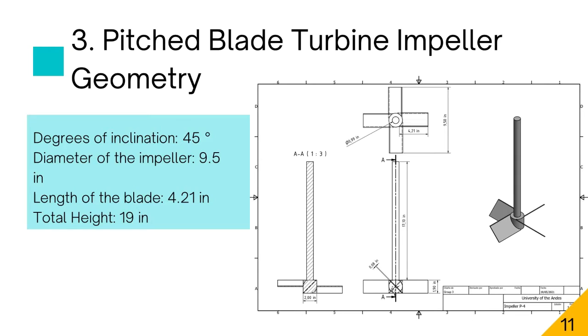The impeller that we designed was the pitch blade turbine P4. It consists of 4 blades equally spaced from one another that are inclined 45 degrees from the bottom axis. The measurements can be seen in the blueprint of the impeller. The diameter is 9.5 inches, the total height is 19 inches, and the length of the blades is 4.21 inches.